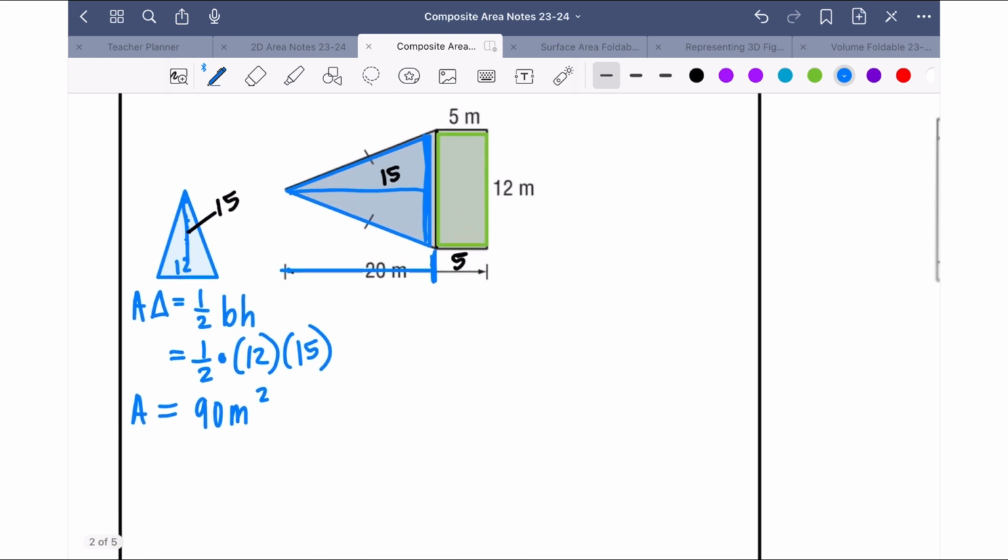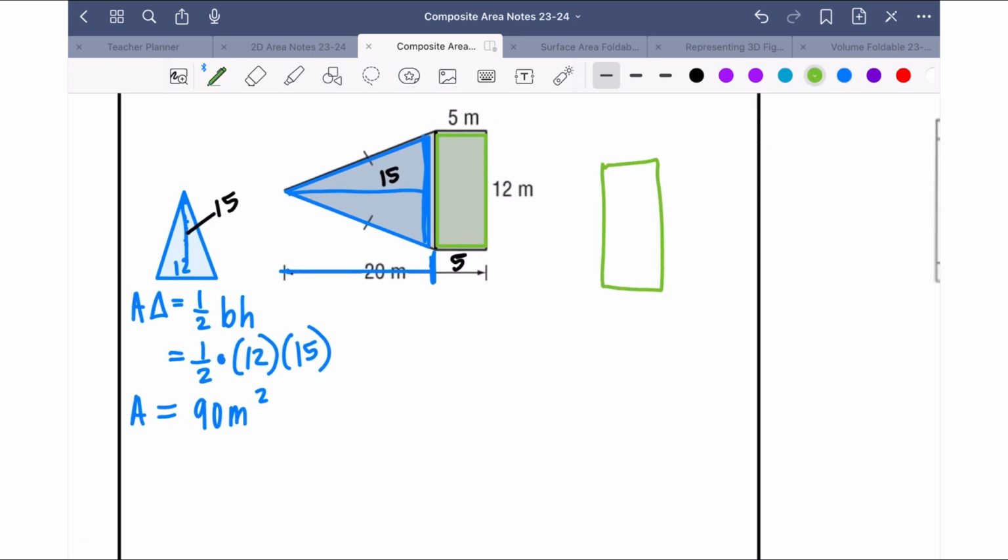Now we do the rectangle. So let me switch colors. The rectangle is over here, which is 5 and 12. And this one is also a parallelogram. A rectangle is a parallelogram. So the area of a parallelogram is base times height. That's from our previous notes. And we already have those numbers. So 5 times 12, and that is 60. So the area of this shape is 60 meters squared.